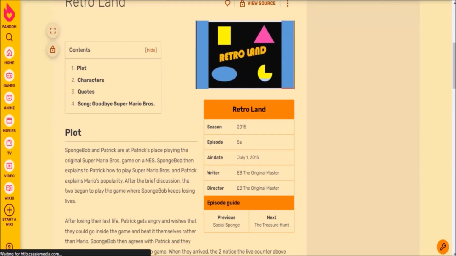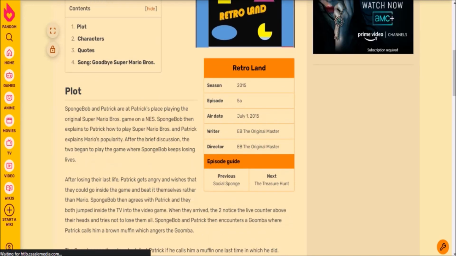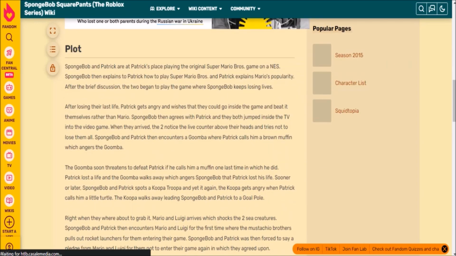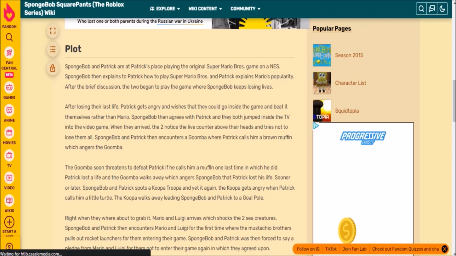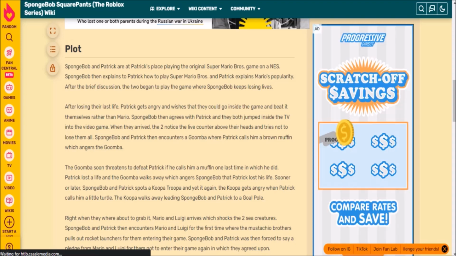Alright, so Retroland. SpongeBob and Patrick are at Patrick's place playing the original Super Mario Brothers game on an NES. SpongeBob then explains to Patrick how to play Super Mario Brothers, and Patrick explains Mario's popularity. After the brief discussion, the two began to play the game where SpongeBob keeps losing lives.